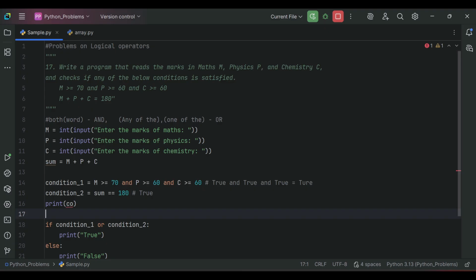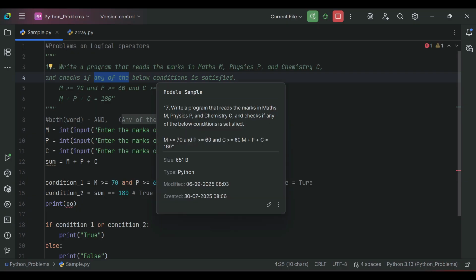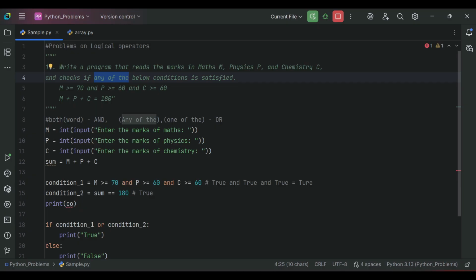Friends, now we see the 17th problem. Write a program that reads the marks in maths M, physics P and chemistry C and checks if any of the below conditions is satisfied. See here what is the main condition asking? Any of the below conditions means at that time it's the logical OR operator. Then see the first condition: M is greater than 70 and P is greater than 60 and C is greater than 60 and M plus P plus C is equal to 180.